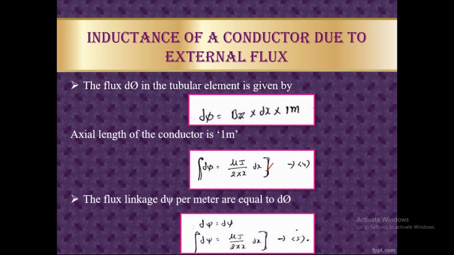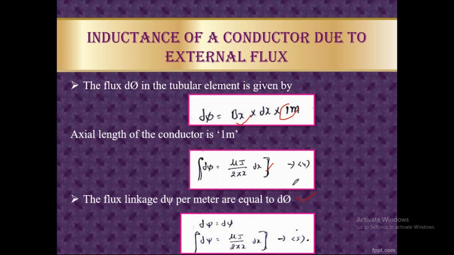d phi equals flux density into dx into L. Here I'm considering L as 1 meter, and d phi can be written, substituting Bx here, as mu I divided by 2 pi x into dx. Now finally d psi can be written as d phi per meter, that is the flux linkage d psi per meter equals d phi.